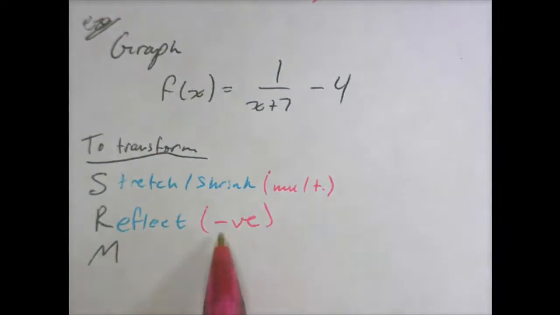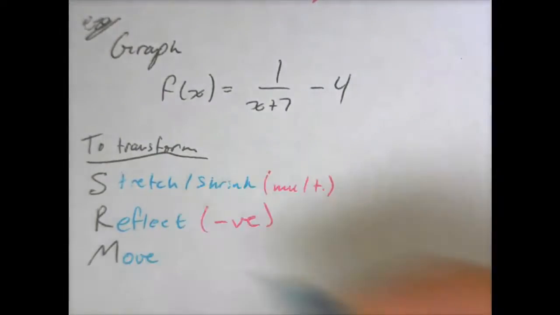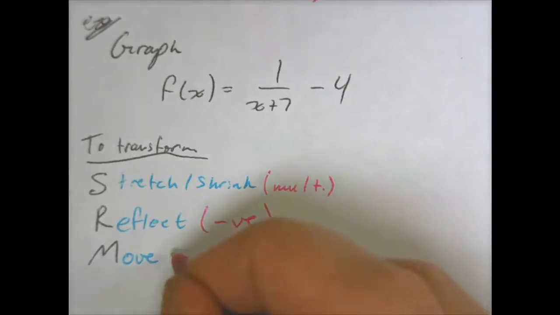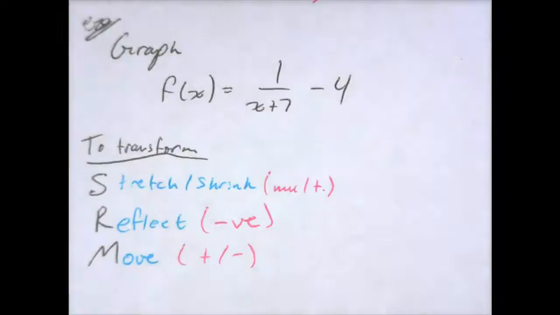That little symbol there means negative, minus. It's Mr. Khan's symbol, so if you have a problem with it, talk to Mr. Khan and he will have some words. M stands for move. So this is like left, right, up, or down. So that is if you see a plus or a minus sign of any kind.